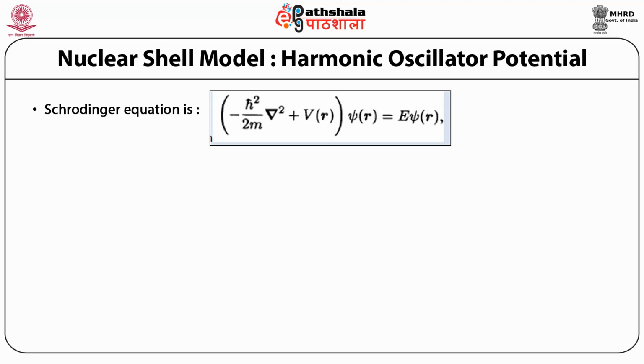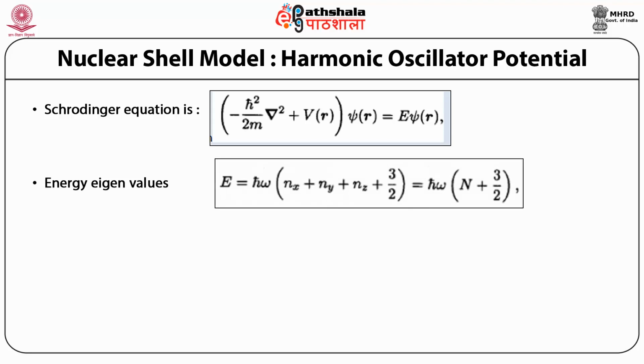Now the Schrodinger wave equation is given by [-ħ²/2m ∇² + V(r)] ψ(r) = E ψ(r), and the energy eigenvalues are given by E = ħω(nx + ny + nz + 3/2) = ħω(N + 3/2), where N is the principal quantum number 0, 1, 2, 3, 4, etc.